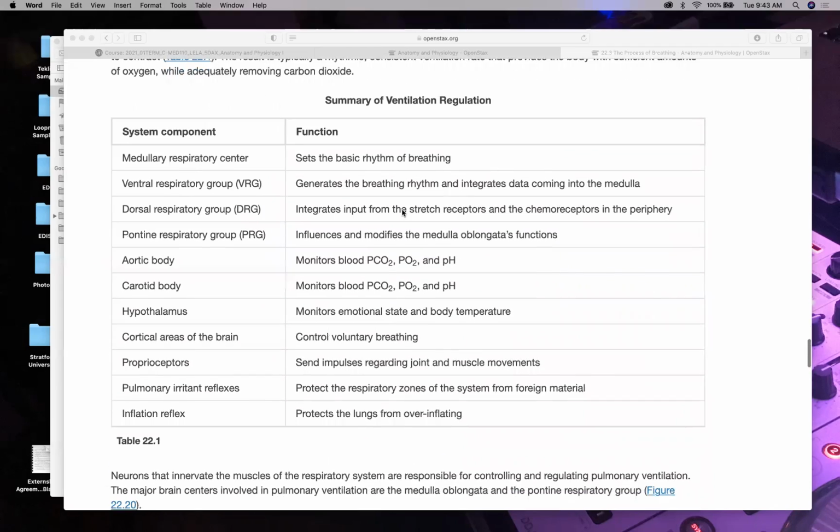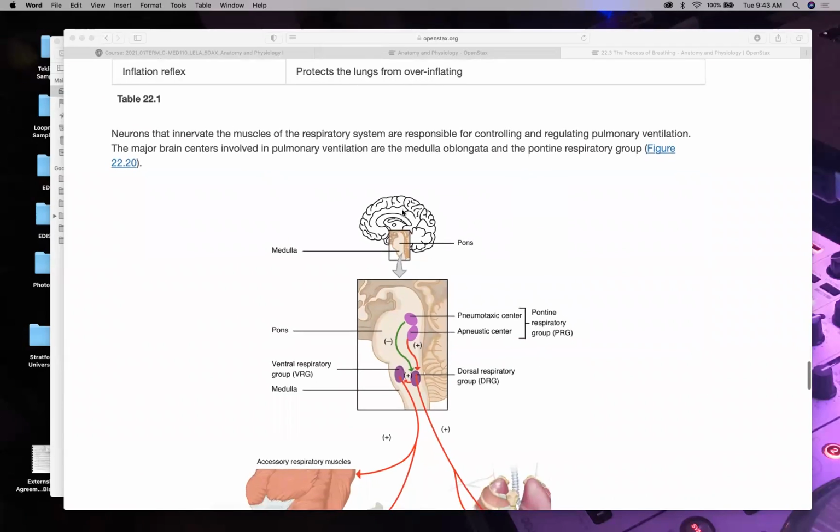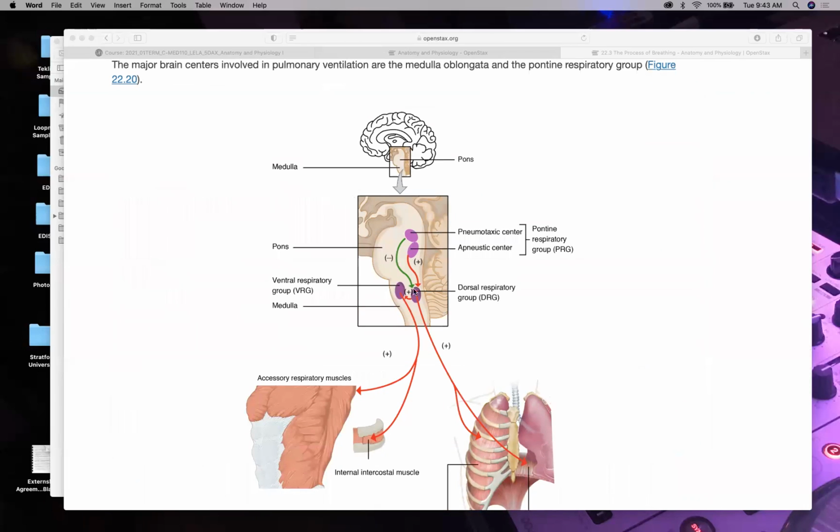Now, what controls all of this? If you look at the base of the brain, at the level of the pons, you have your VRG and DRG, which are your ventral respiratory group and your dorsal respiratory group.